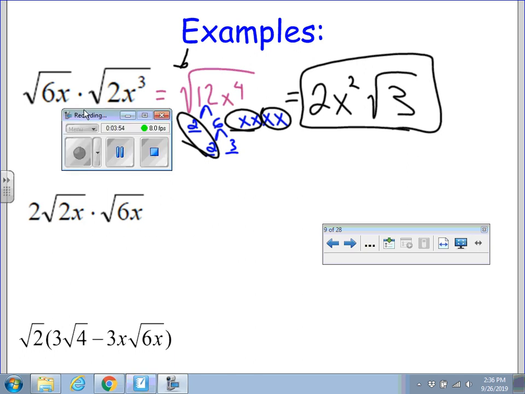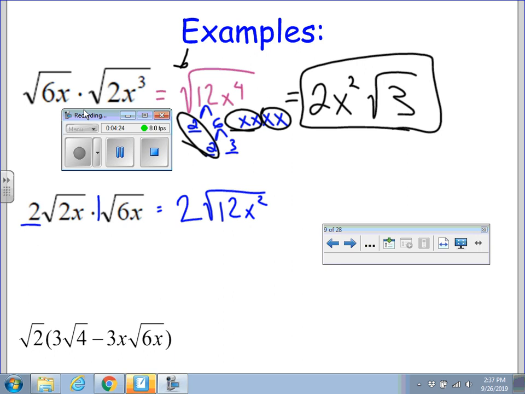The next problem, we have 2 square root of 2x times square root of 6x. Well, the 2 is just a coefficient, just like a 1 would be in front of the square root of 6x, so don't worry too much about that. Also, they both have the same index of 2, and underneath are both possible. So we have 2 square root of 2x times 1 square root of 6x. That's going to be 2 square root of 12x squared. Now we simplify.